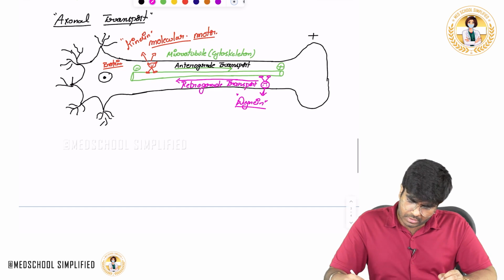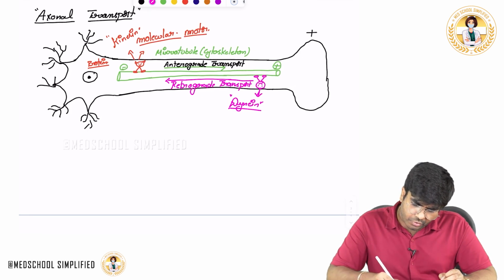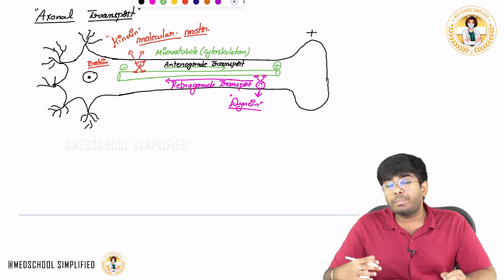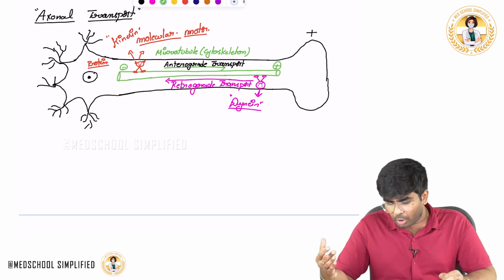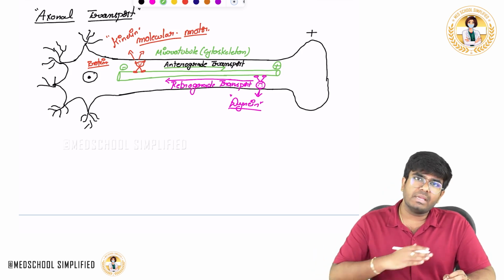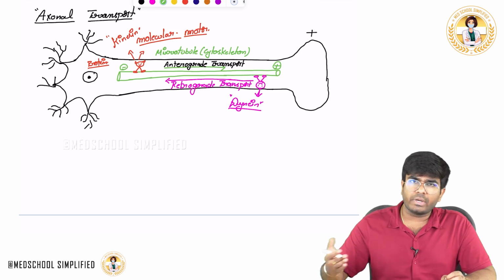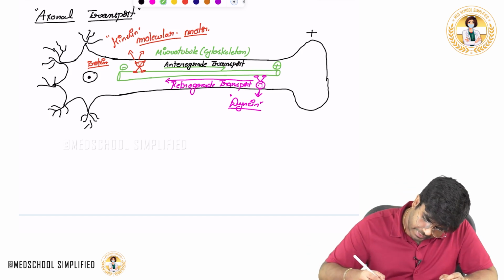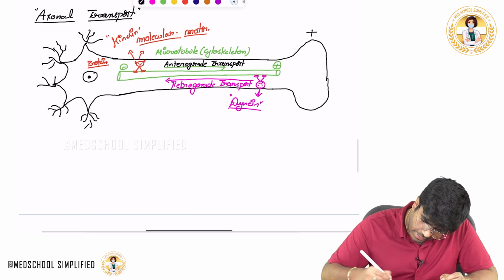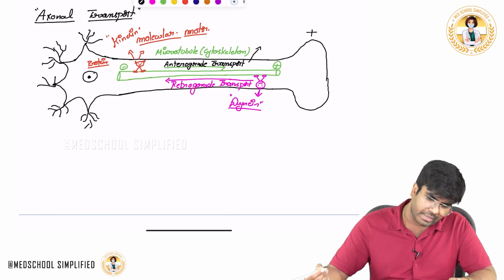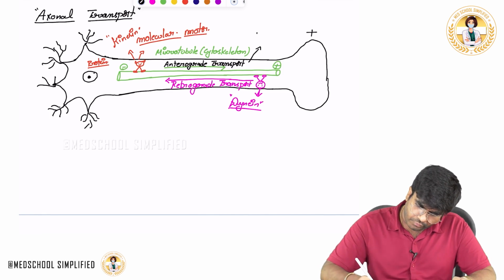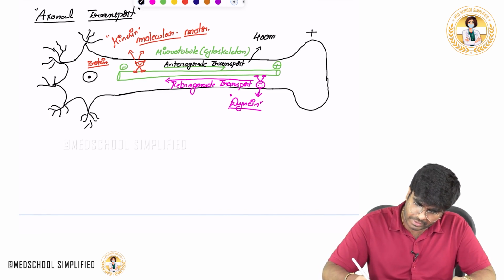Now, the MCQs which you should know for your exam: with how much speed is the kinesin moving, with how much speed is the dynein moving, meaning the anterograde cargo or the retrograde cargo. What is the speed of the anterograde transport? Let me write here. Anterograde transport, the speed I want you to know, is 400 millimeters per day.